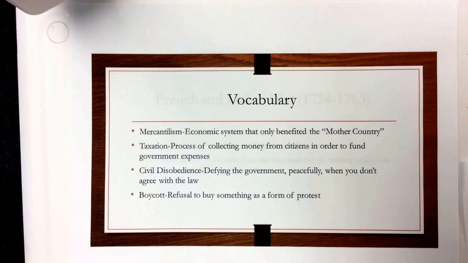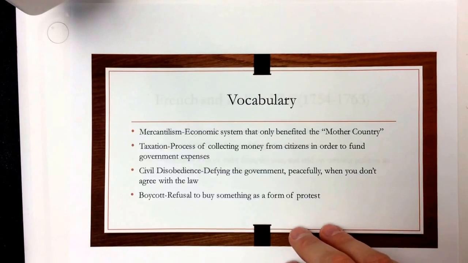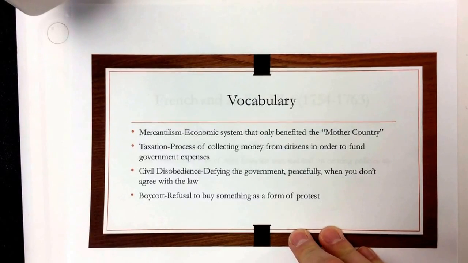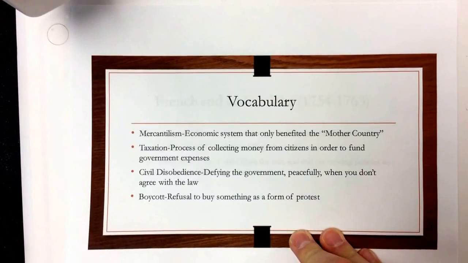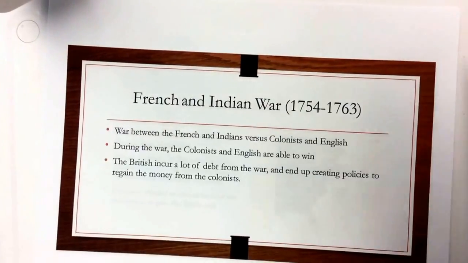The next one is taxation. It's the process of collecting money from citizens in order to fund government expenses. So taxes are a necessary evil no matter how much we dislike them. Next one is civil disobedience, and that is defying the government peacefully when you don't agree with the law. A great example of that in this unit is going to be the Boston Tea Party later on. Lastly is boycott, a refusal to buy something as a form of protest. And we're going to see that play a major role today.